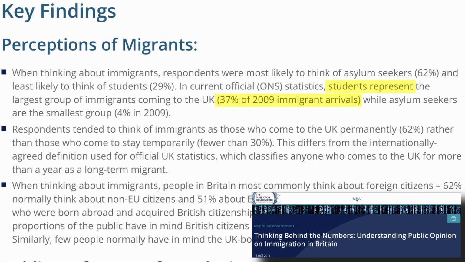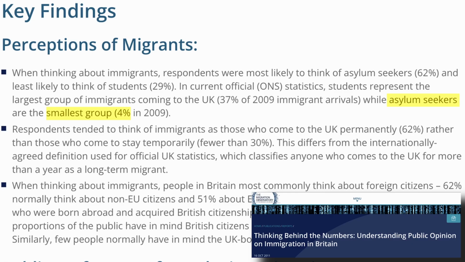Whereas in 2009, when the survey was taken, students represented the largest percentage of UK immigrants at 37%, as defined by length of stay, and asylum seekers were the smallest at just 4%. Consider for a moment, in debates around immigration, the disparity between what is being said and what is being heard, what is being written and what is being understood.